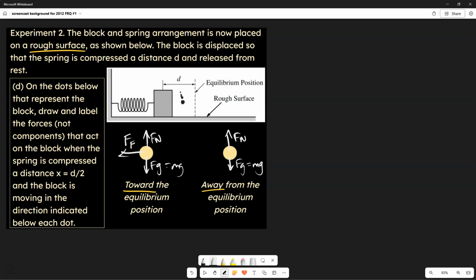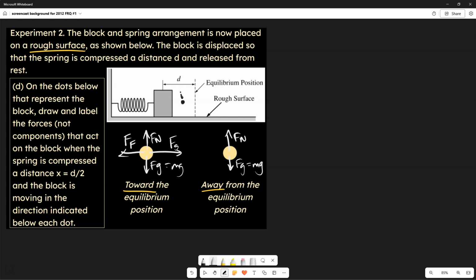So the force due to friction, we can label it as a generic force due to friction to the left, or you can call it a kinetic friction if you want. Now, what's the direction of the spring force going to be? Well, that's going to be to the right, and that should be drawn slightly bigger than the other one. Let's do the second one.